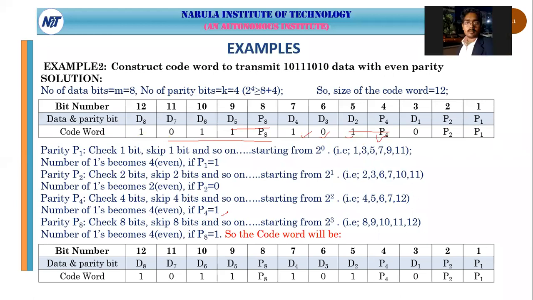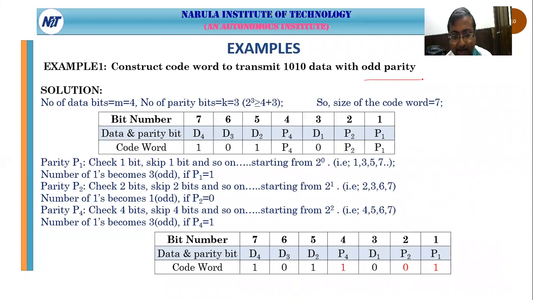Yes, sir. So for parity 8, it means from 8, 8 bits. So that means 8, 9, 10, 11, 12. Sir, this is being done for the even parity solution, right? Exactly, this is the even parity. Okay, so for this reason we write the language as even parity. I take one example for odd parity and one example for even parity.